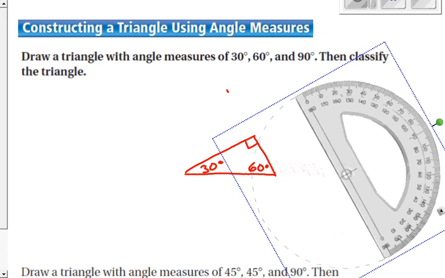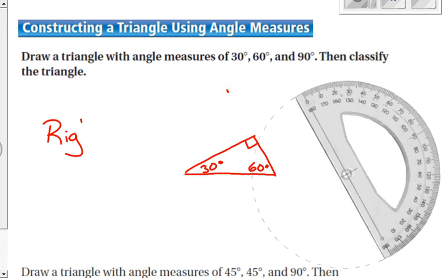Now it says classify the triangle. So when I classify it, I have to do it with the sides and the angle. So I have a 30, a 60, and a 90. Well, we know 90 is a right angle. So we know it's a right triangle. And since none of the sides are the same, it is going to be scalene.